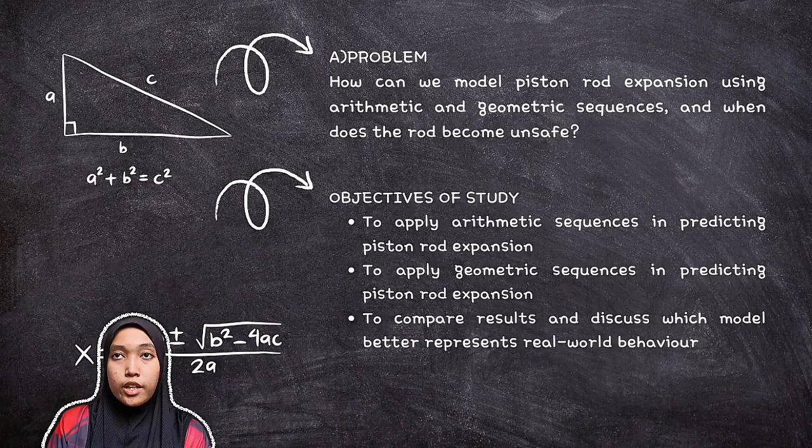The problem is how can we model piston rod expansion using arithmetic and geometric sequence, and when does the rod become unsafe? Objective of the study is first to apply arithmetic sequence in predicting piston rod expansion. Second, to apply geometric sequence in predicting piston rod expansion. And lastly, to compare results and discuss which model better represents real-world behavior.